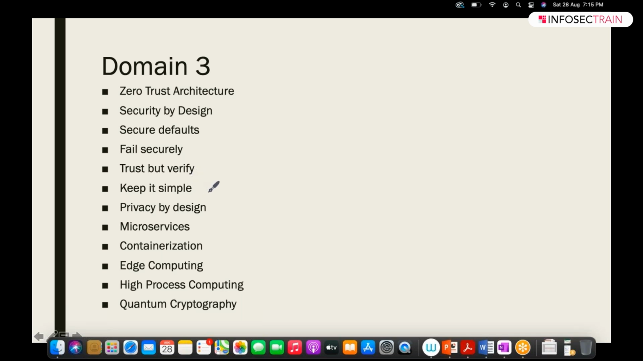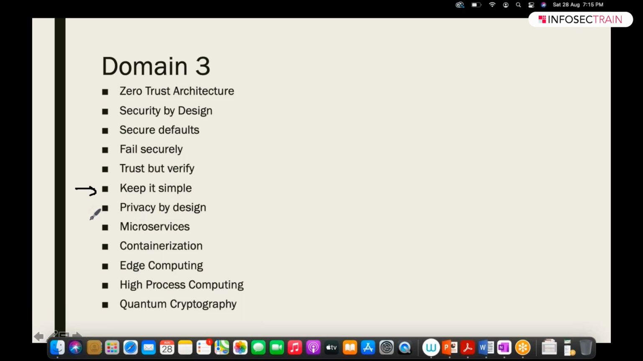Keep it simple. This is one of the core fundamental principles from your architecture perspective. The simpler the design of a solution is, the easier it is to secure it. The more complicated the design of the solution is, the much more difficult it is for us to build any kind of security controls there. So keep it simple.